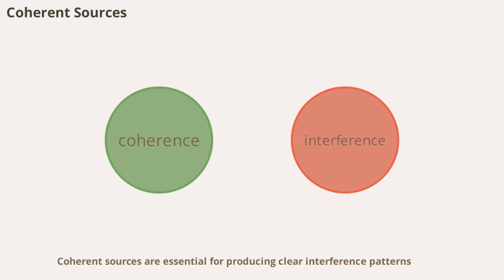Coherent sources are essential for producing clear interference patterns. Two sources are coherent if they emit waves with a constant phase difference and the same frequency. Lasers are a common example of coherent light sources.